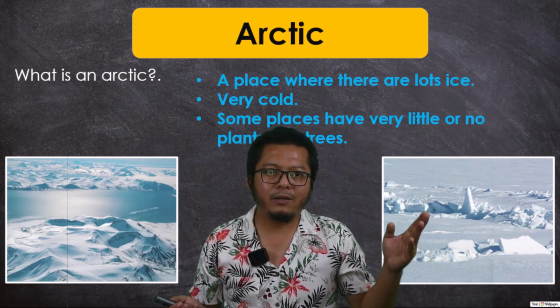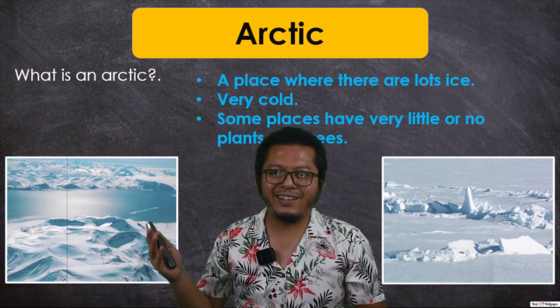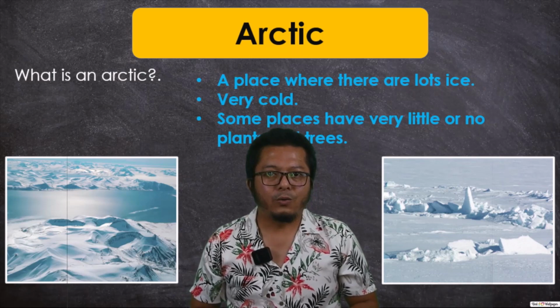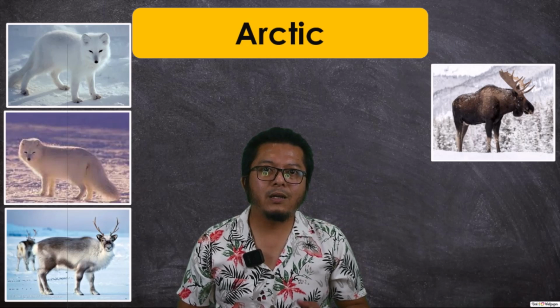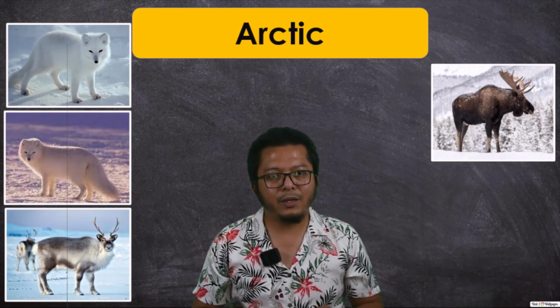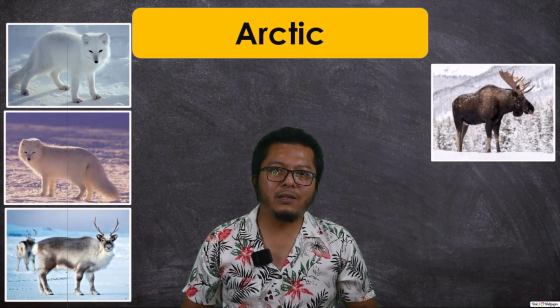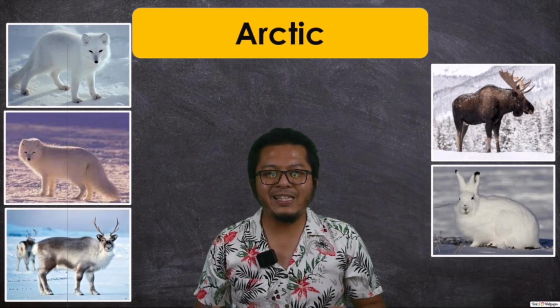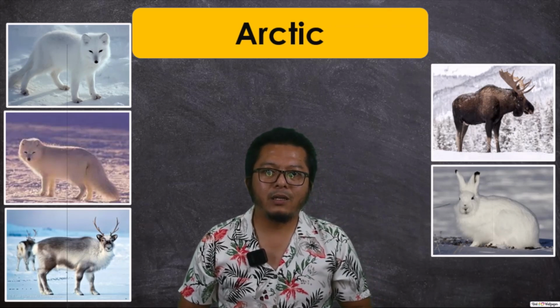On my right, ice saja. On my left, ice saja. And this is very cold and there are very little plants or trees. Okay. So animals that live there would be fox, wolf, or maybe both are foxes, but one is a fox, of course. And then reindeers and moose, Arctic moose, and moose is very big, and this is Arctic moose. Arctic moose live in the Arctic, and snow rabbit. So these 5 animals are animals that live in Arctic.